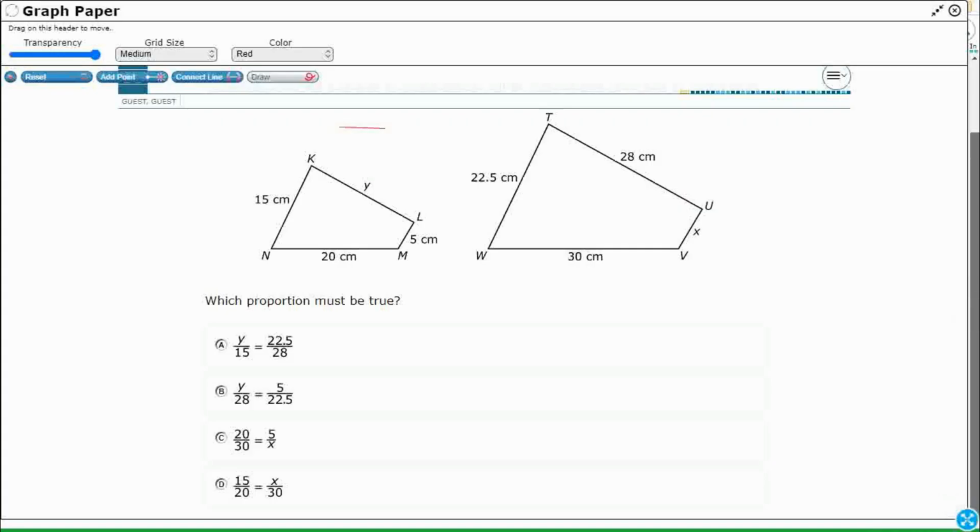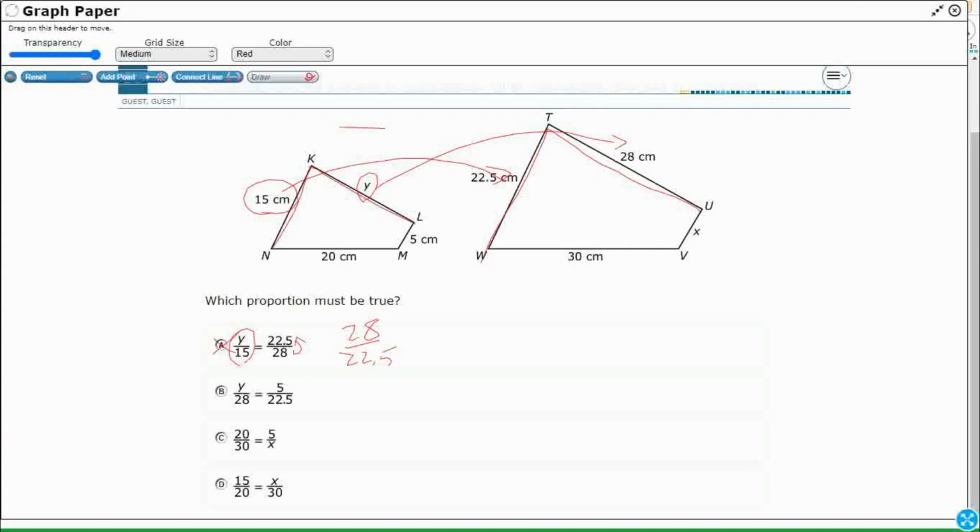Okay, so y over 15. All right, so where's my y? My y is right up here over my 15. Okay, so they took the slant over this slant right here over that slant right there, which means it would work if they did the same thing on the bigger one, right? The 28 over the 22.5. You have to do it in the same order because that y goes to that 28, the 15 goes to the 22.5, but you can see they reversed it. They have the correct sides, just wrong order, so we can't do that.